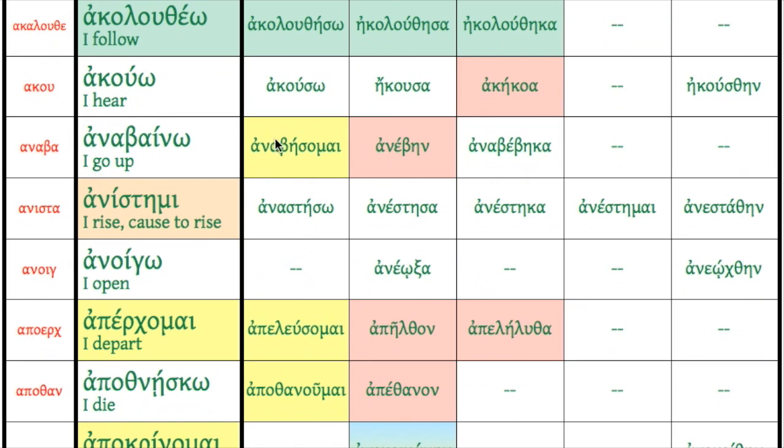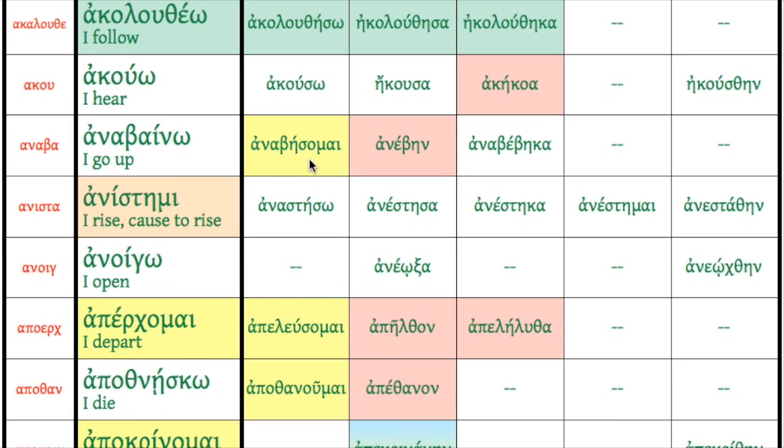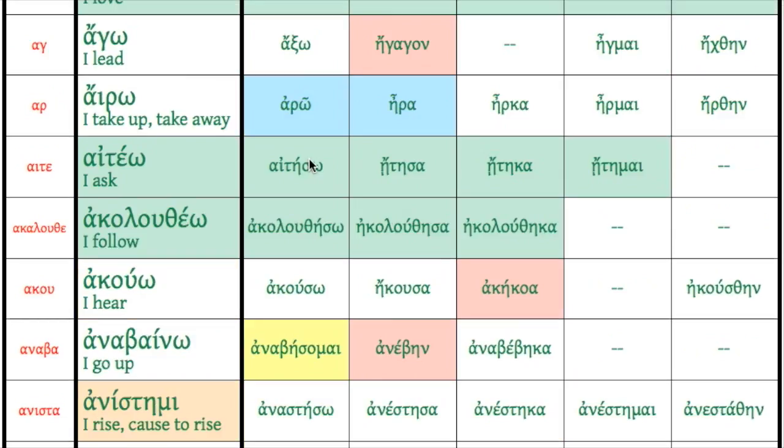Here we have a future deponent. Anabēsomai means I will go up. Not I will be gone up or something. Doesn't, again, even make sense. Okay, so that's the futures.